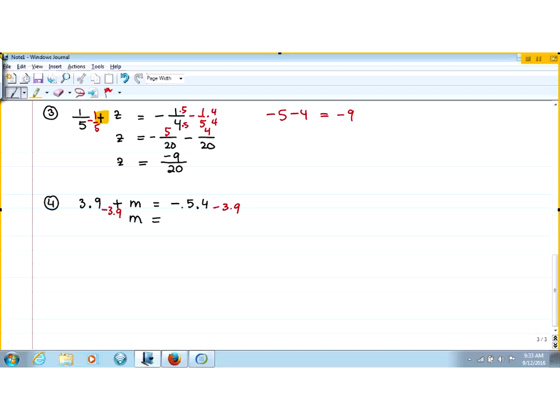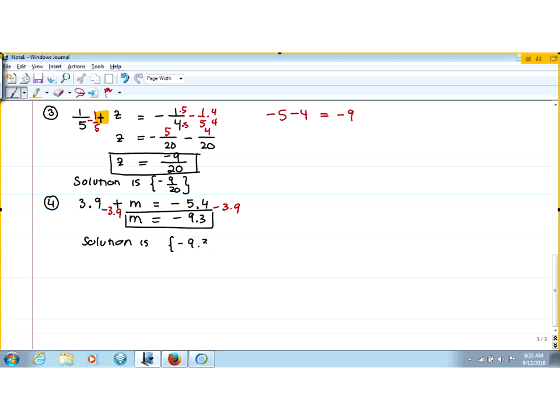Yes. Okay, so what is negative 5.4 minus 3.9? Negative or positive? Negative, and you add the absolute value, 5.4 plus 3.9, which is 9.3. Yes. All right. Oh, I forgot to write. But basically, if you do like this and then just box it, you're good. But that is not the solution, right? The solution is negative 9 over 20. Yeah? Which is fine. You can just box it. Solution is negative 9.3. Okay?